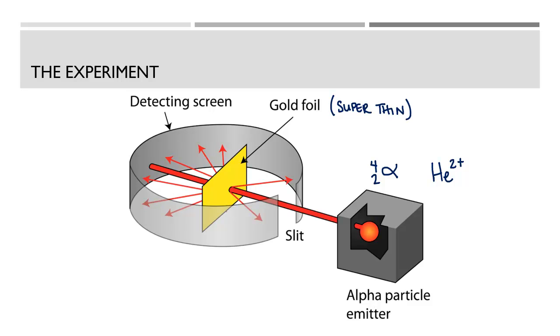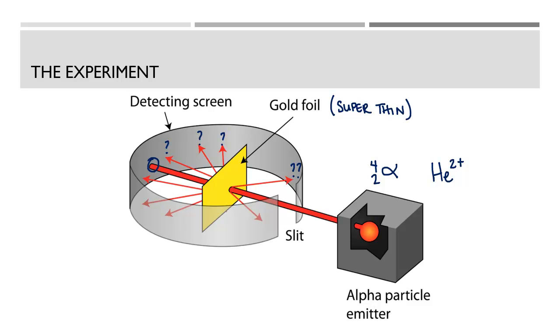What they did is they put a detecting screen around the experiment, and this screen would detect the presence of the alpha particles hitting it. And that's why they had to sit in the dark in their lab so they could see the detecting screen, the little light from each alpha particle hitting that detecting screen.